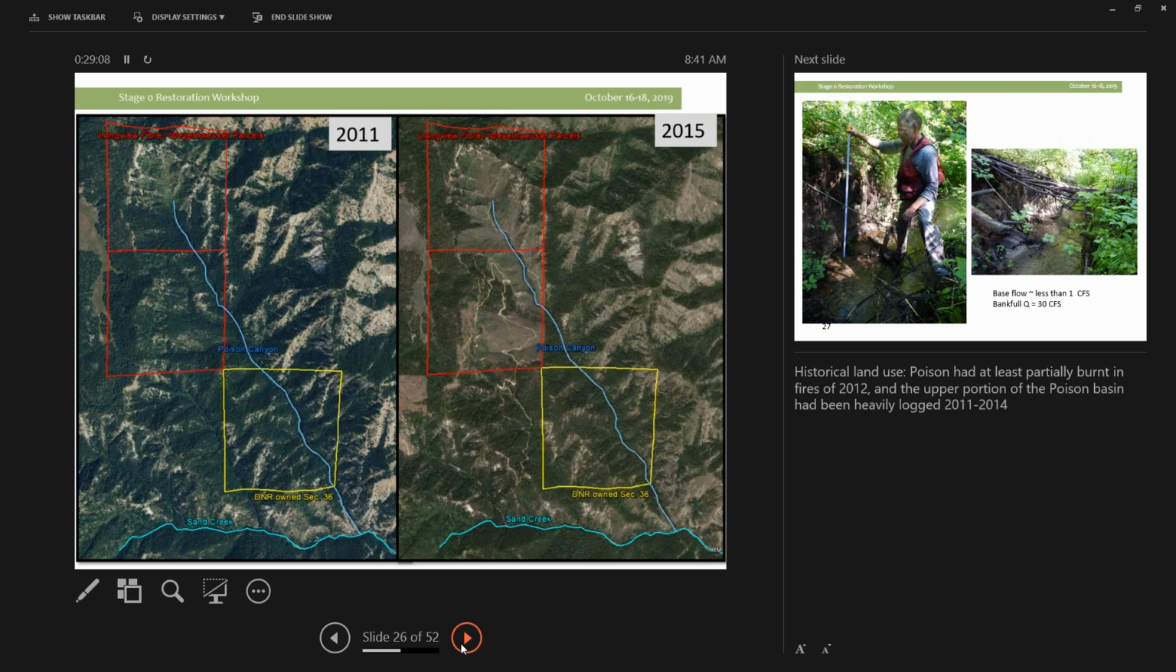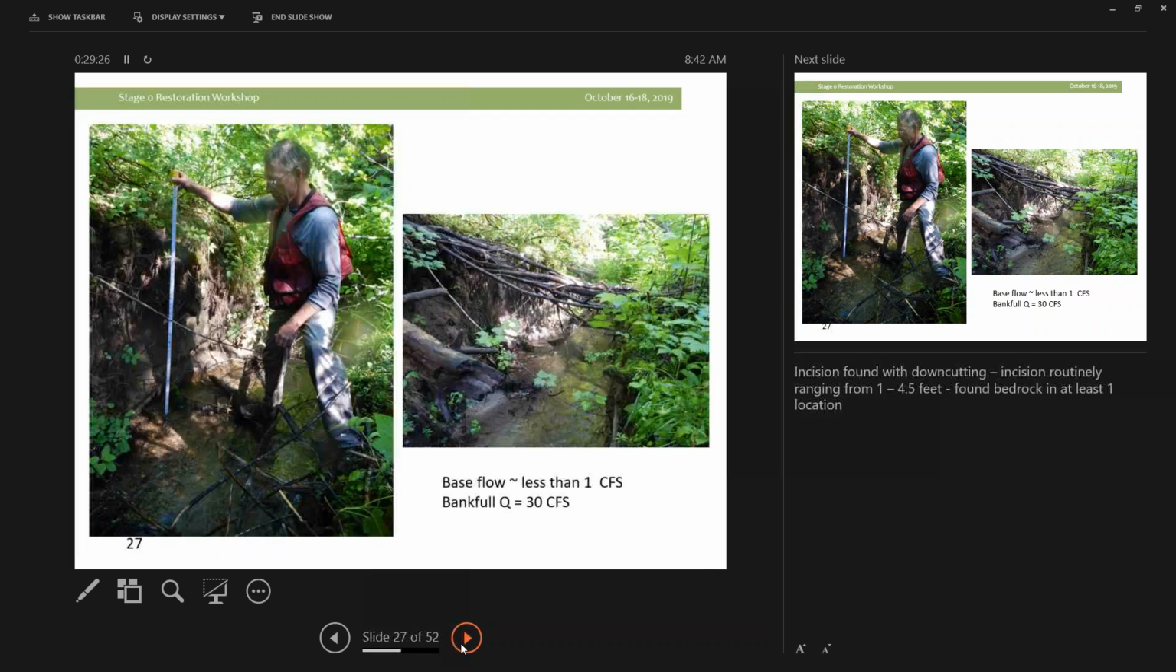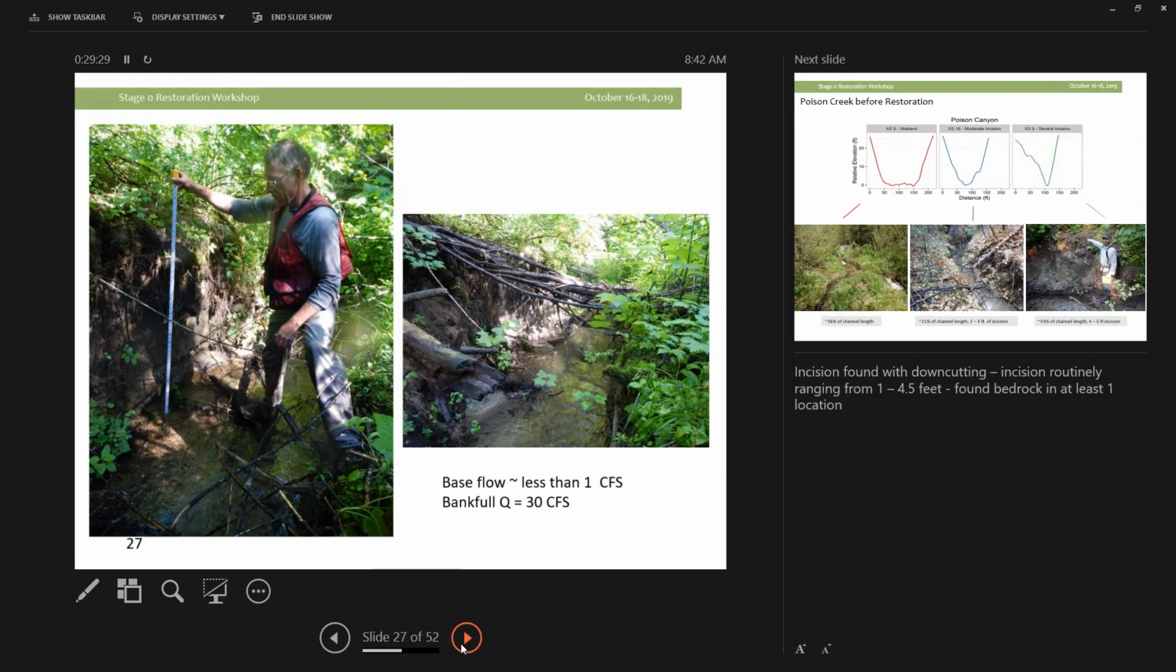These two parcels are owned by Weyerhaeuser, and this lower parcel is owned by DNR. The DNR parcel is where we focused our work. In 2015, there was quite a bit of logging done in the upper watershed. And so we started to get concerned about what was going to happen downstream of that. And inevitably went out and started poking around to see what was happening.